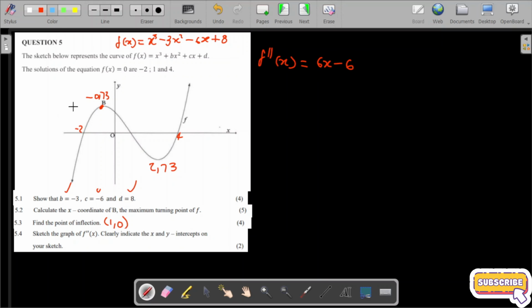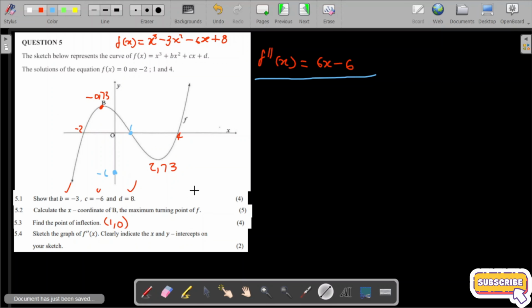Good people, now they're asking us to sketch the graph of the second derivative. The second derivative is a straight line. Now they're asking us to clearly indicate the x and the y intercept. According to this graph here, my y intercept is going to be negative 6, so it's going to be around here, if I can put it roughly. And my x-intercept, I've already found it here, which was my point of inflection. It's going to be 1. My 1 was here, so my graph is going to be here in terms of indicating the 1.